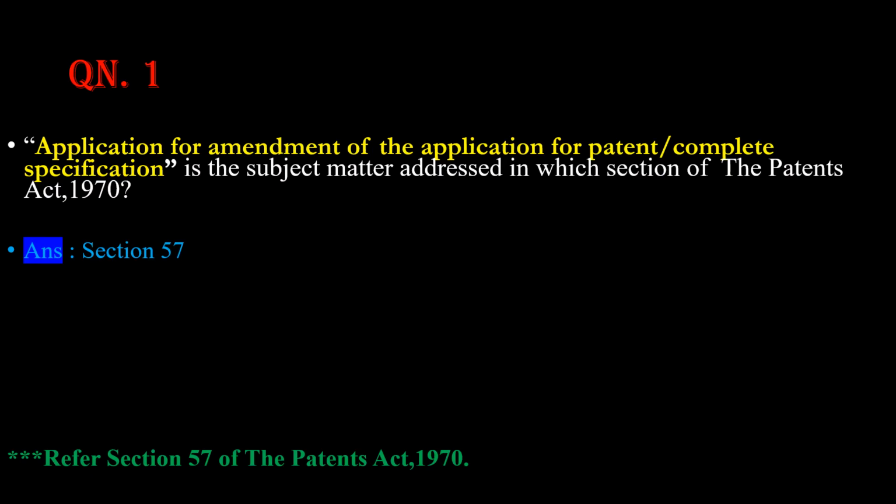After refreshing our memory from the old slides, let us continue with our question series. Question number 1. Application for amendment of the application for patent or complete specification is the subject matter addressed in which section of the Patents Act 1970? The answer is section 57.